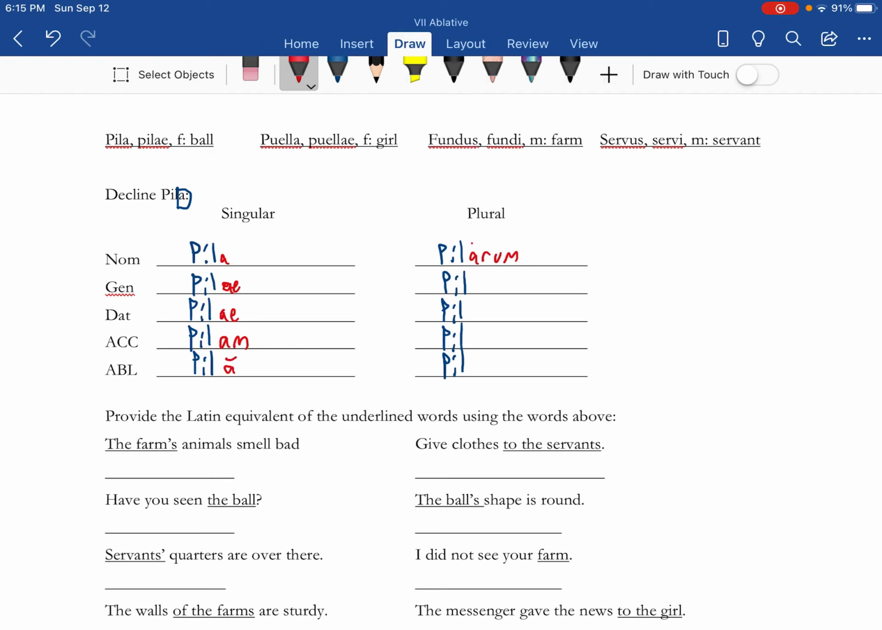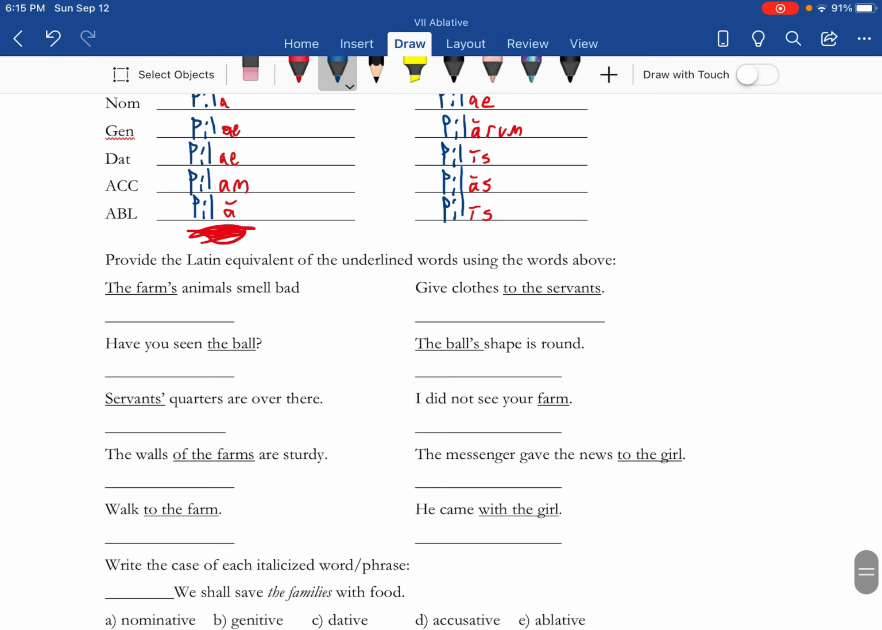Remember that long mark. Whoa, I'm getting ahead of myself. That long mark, that A long mark is really important, so remember that one.